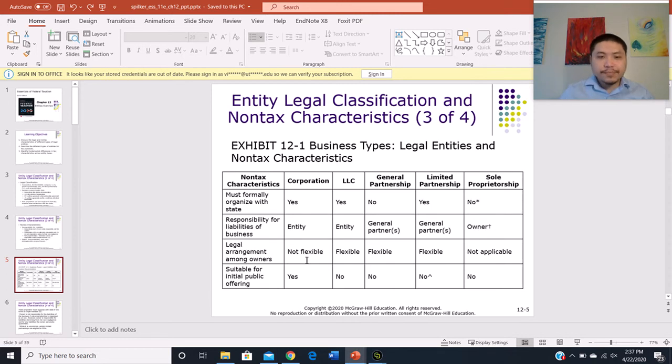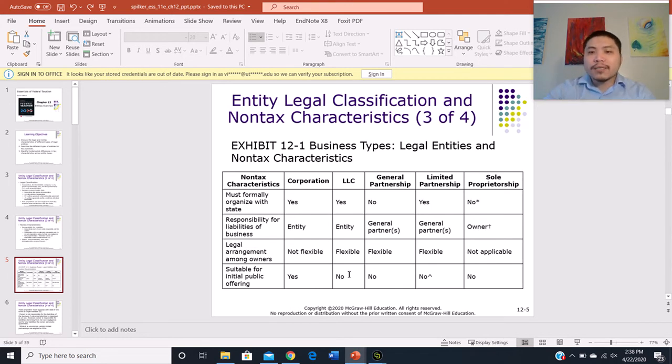So that's why the corporation is going to be the most suitable form, because the form of the entity itself kind of blocks the business owners from getting involved too much in the operation of the business, right? And that's why it is the most suitable form of entity for going into an IPO, and all the other entities are not really ideal for an IPO, right?